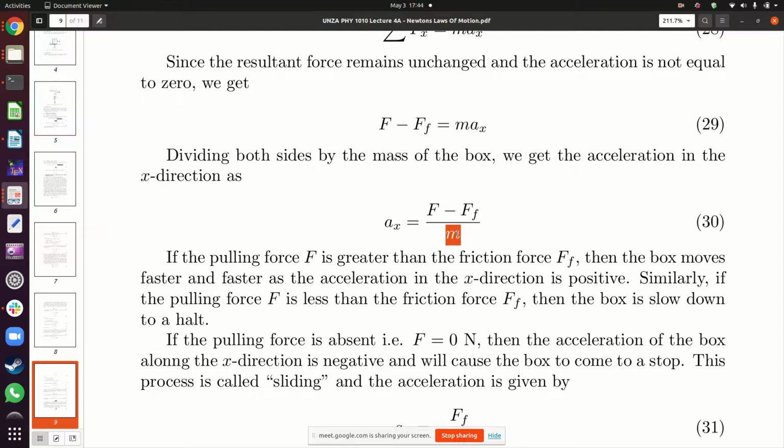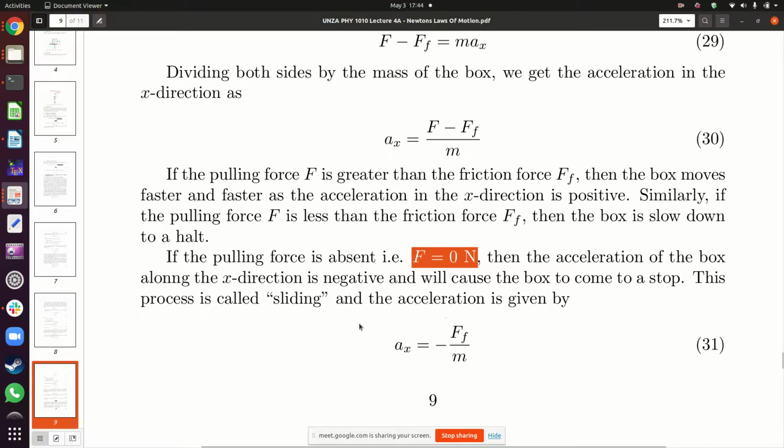Now, an interesting case, in reality the easiest case you can have where the pulling force is less than the friction force, is when there is no pulling force at all. When the pulling force is equals to 0. The pulling force being equals to 0 happens when an object is sliding. So you have got a flat horizontal surface, then you cause an object to slide on this surface.